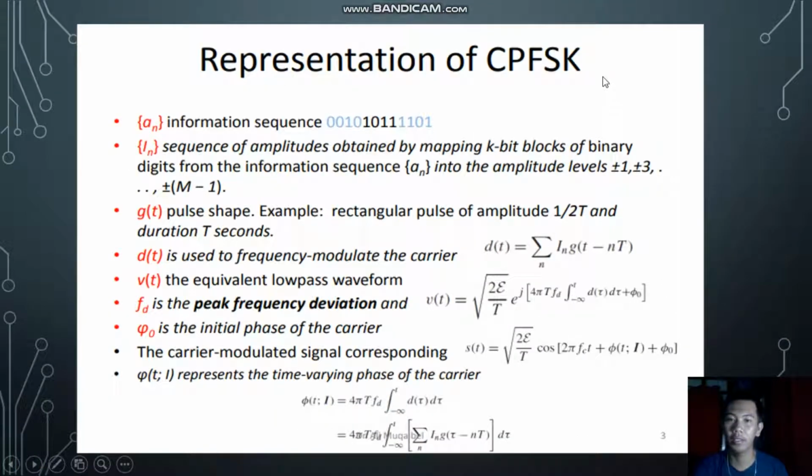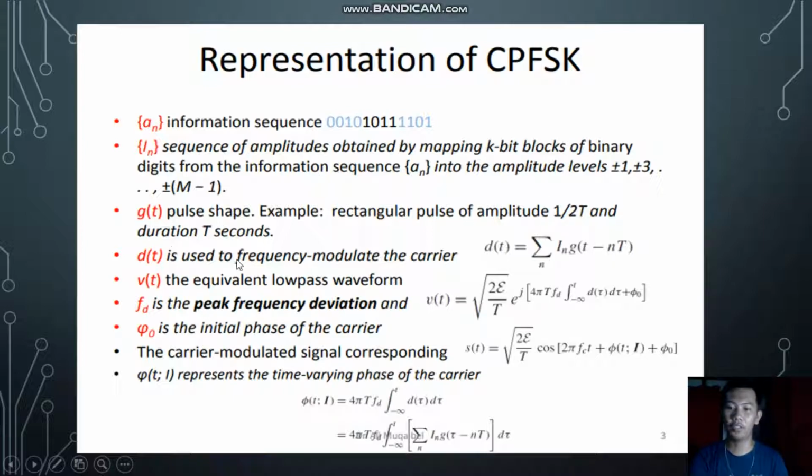So next, the representation of CPFSK. A sub n is the information sequence, 1011. I sub n is the sequence of amplitudes obtained by mapping k-bit blocks of binary digits from the information sequence A sub n into the amplitude levels plus or minus 1, plus or minus 3, up to plus or minus (M minus 1). g of t is the pulse shape, for example a rectangular pulse of amplitude 1 over 2T and duration T seconds.